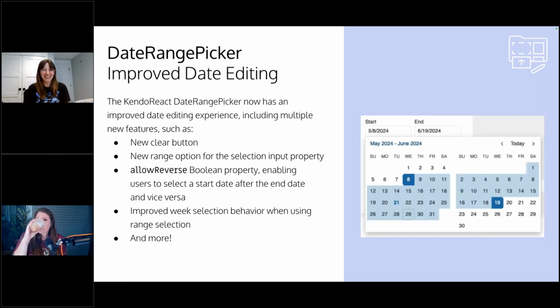I die. We also have improved date editing in our date range picker component. So things like a new clear button, an allow reverse Boolean property, to let them select a start date after the end date or vice versa, swap that around. Better week selection behavior when you're using range selection and more. Again, all of that you can find in our documentation. There's also a wonderful What's New in KendoReact guide. So you can scope that with all of these links if there are any that you're interested in learning a little bit more about that I maybe didn't have the time to deep dive on because we always have to keep things moving so fast in these webinars.